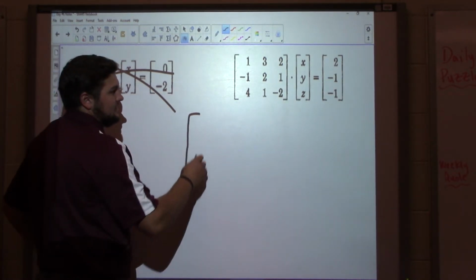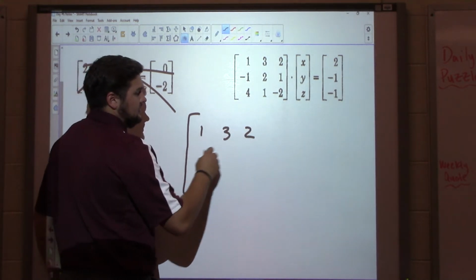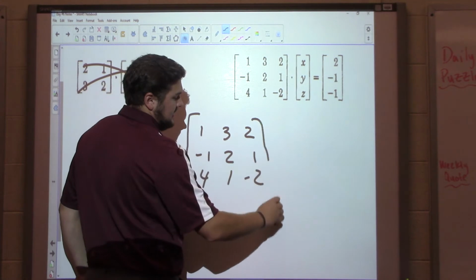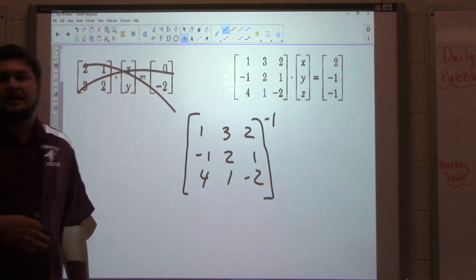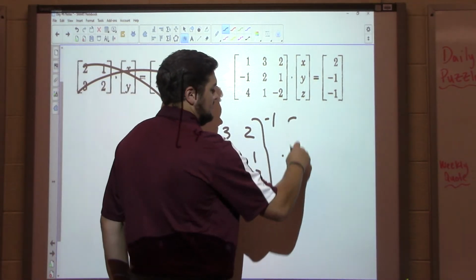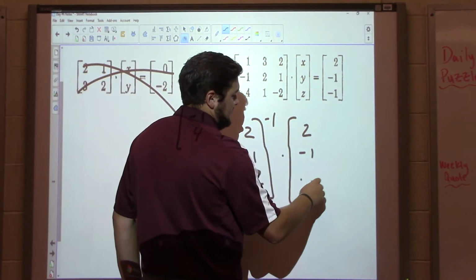So, I'm going to take the inverse of 1, 3, 2, negative 1, 2, 1, 4, 1, negative 2. I want the inverse of that coefficient matrix, times 2, negative 1, negative 1.